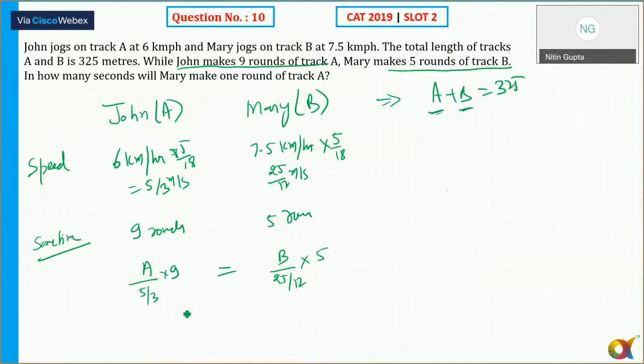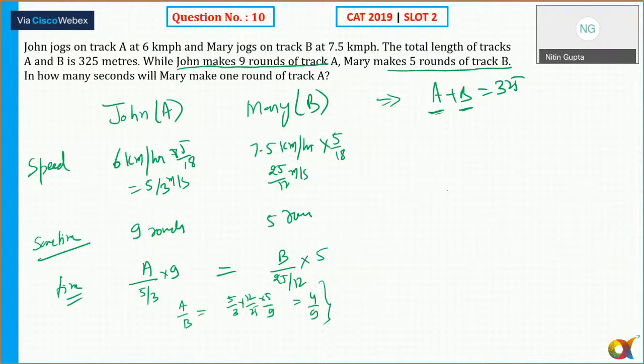These two are equal because their time is equal. The time taken by John to complete 9 rounds must be equal to the time taken by Mary to complete 5 rounds. So you can now equate these two, and if you equate them, you'll get the ratio of A to B. If I solve this, A to B should be in the ratio 4:9 here.